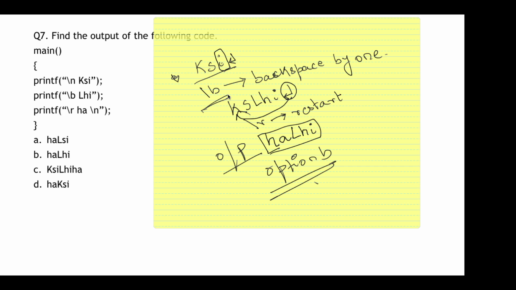Always remember this backslash b is backspace by 1 and backslash r is restart. Restart means no matter where the cursor is, it will always go to the beginning of the line. And backslash n we all know is for the new line. So moving on to the next question.